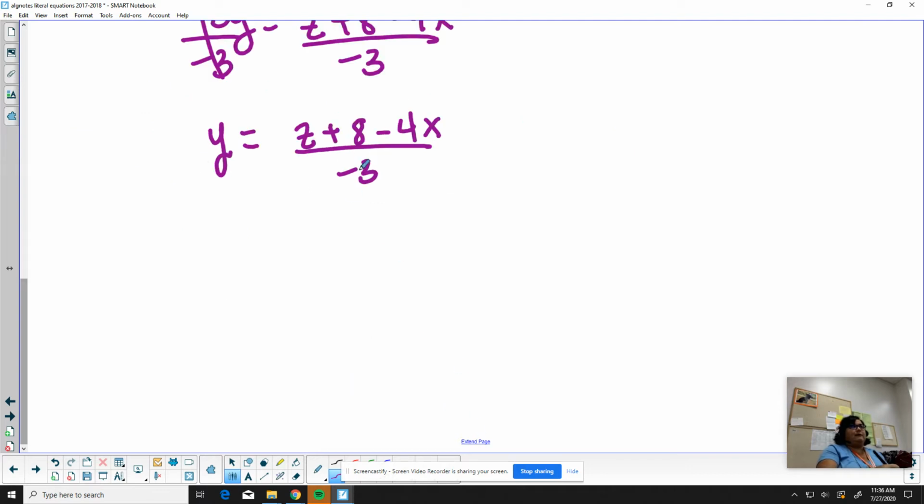Now, we don't usually like a negative in the denominator, so what I'm going to do instead is change the signs, all 3 of the signs in the numerator, and just make that a regular 3. And I'm going to put the 4x in the front too. So negative 4x would become positive 4x. Positive z would become negative z. And positive 8 would become negative 8. So all I did was take this negative and change all the 3 signs up there, and then I also moved the 4x to the front, so it was in proper form.